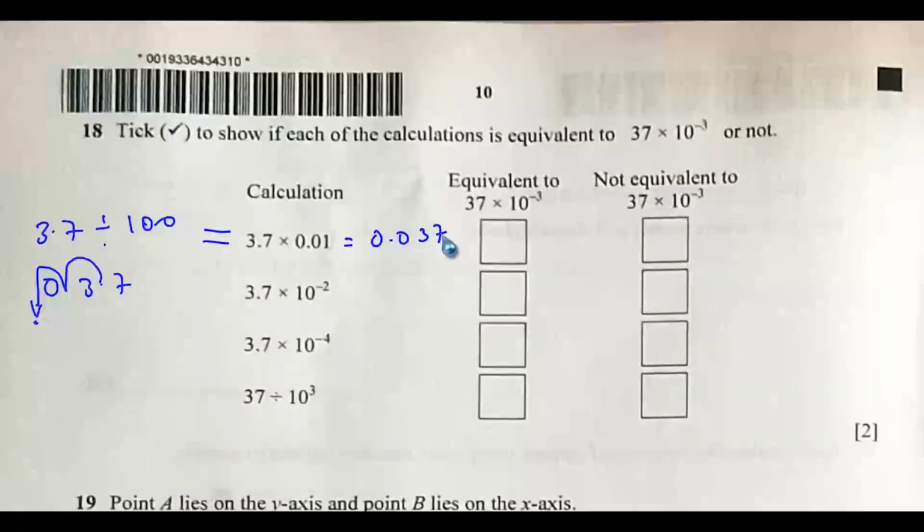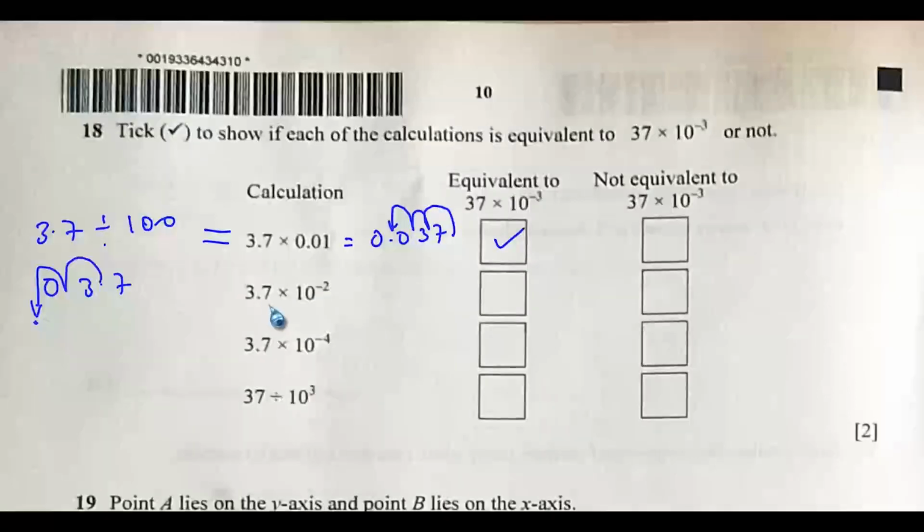0.037. Okay, so if you want to write this as a standard form number, it has to be from here, according to what you have here. So 37, so you have the decimal point here. So let's count 1, 2 and 3. So that will be 37.0 or 37 times 10 to the power of negative 3. So this is equivalent to this, okay.